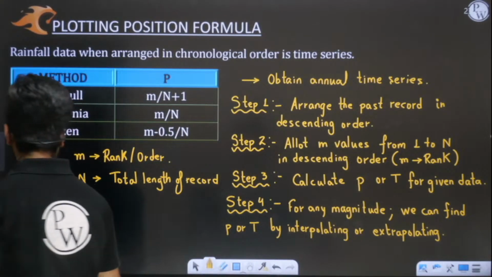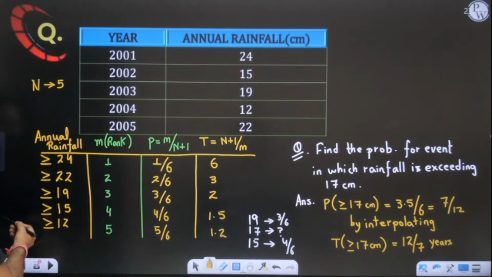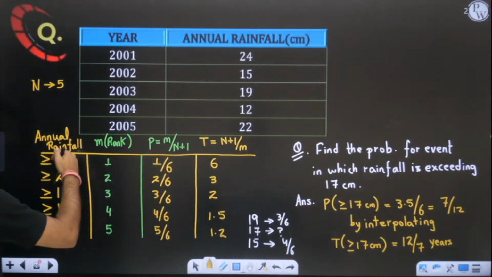See, interpolating is done when we have data in between. 17 is in between. Let us say 20. 20 is also in between. But what happens if this data is going outside this table?